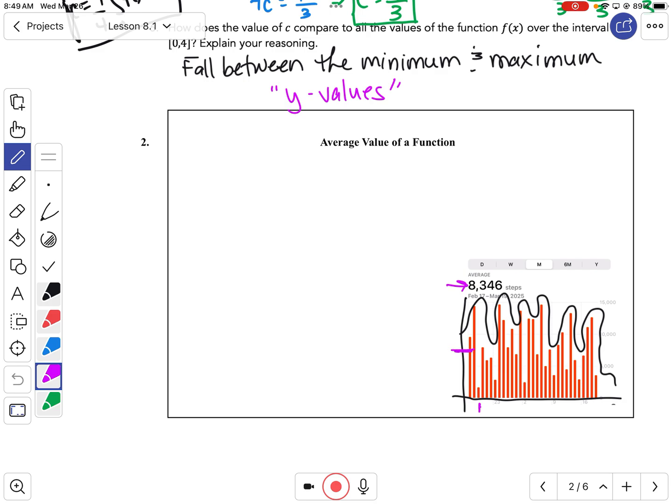So that means if I've got 8346, this purple rectangle should have about the same area as what would be under the black squiggles, the function itself.